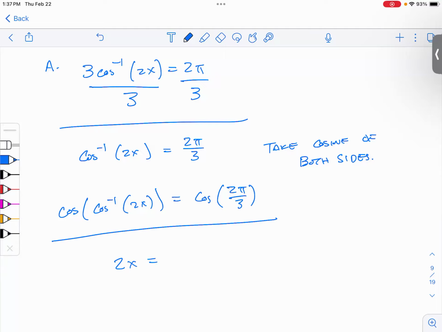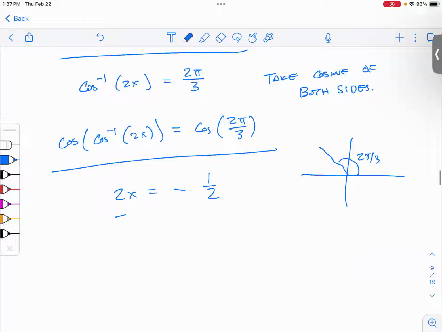And then we need to identify what is cosine of 2 pi over 3. Some about 1/2, and then basically identifying if it's positive or negative. Negative. And then we're all done. Divide by 2.